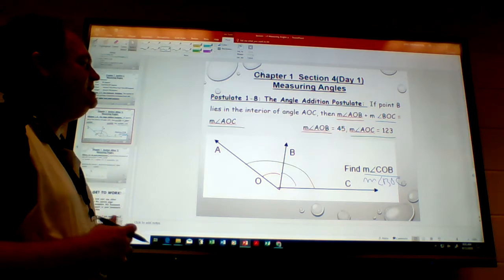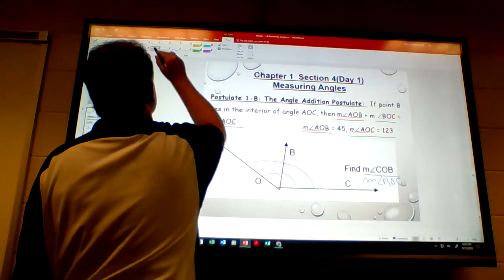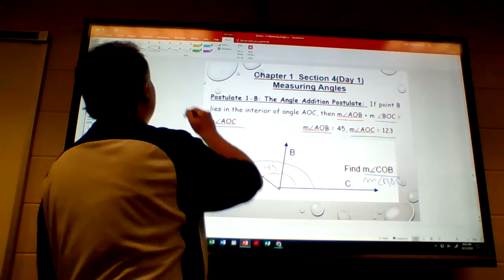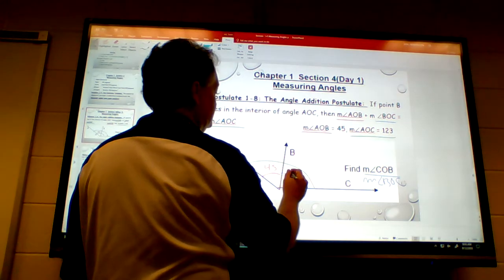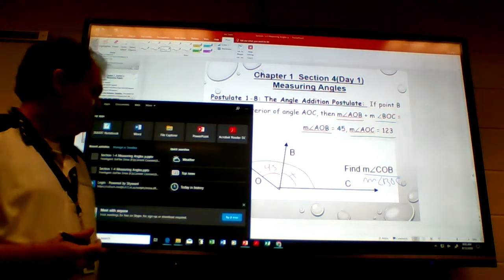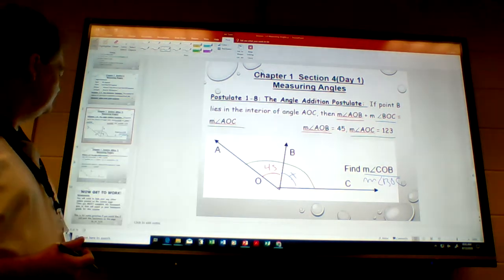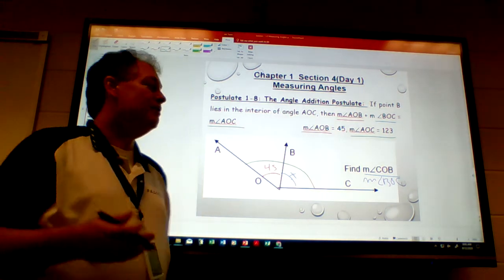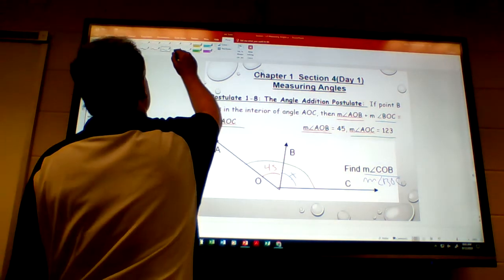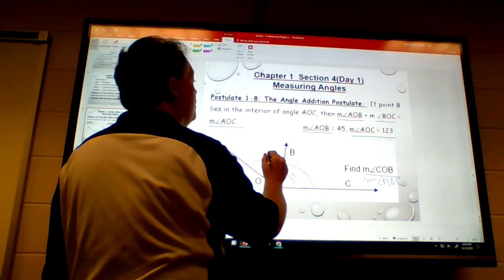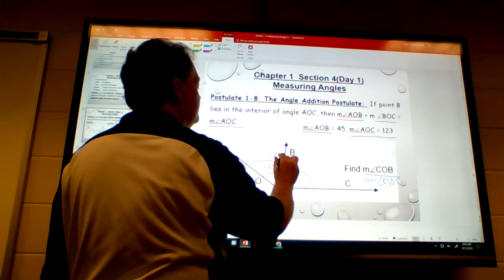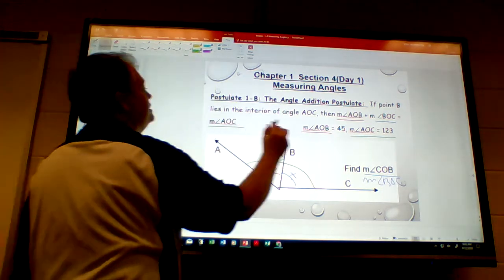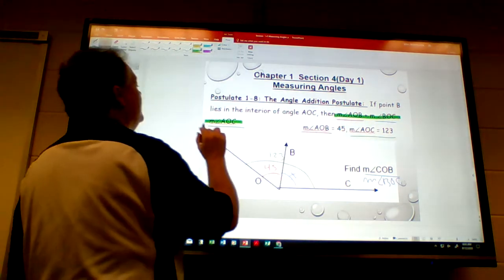With that being said, I'll plug in my numbers. The first number here is 45. My blue angle I don't know yet, so I'm going to call it X. Anytime you have an unknown, you give it a variable. In most cases we use X, though you could use any variable you want. Now, angle AOC is 123. Here's my equation right here. I'm going to highlight it in green. That's the equation I'm going to use.